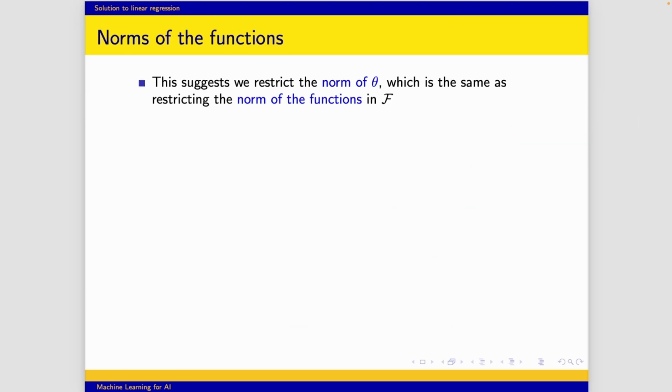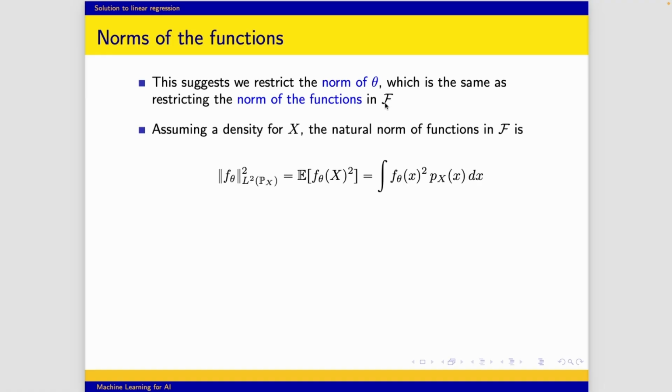So what does this suggest? This suggests that we restrict the norm of our theta, the one that we obtain. So how can we do that? Well, we're going to have to go back to the beginning and adapt our problem such that this norm is restricted when we search for the solutions. Now, restricting this norm is the same as restricting the sizes, the norms of the function in our hypothesis space.